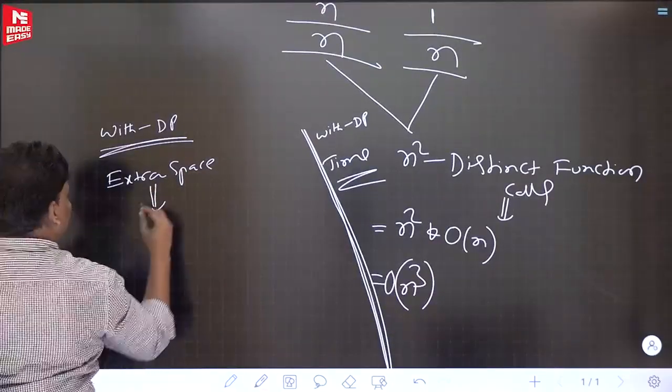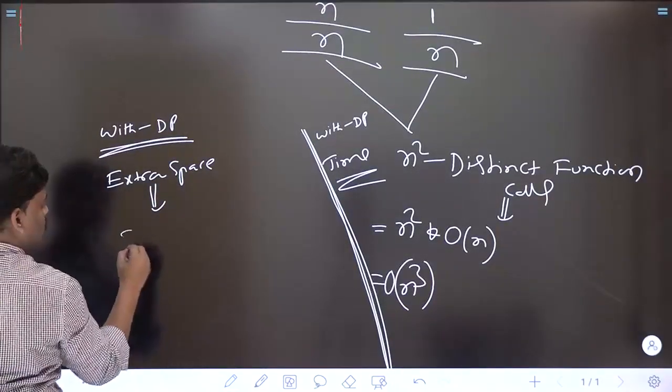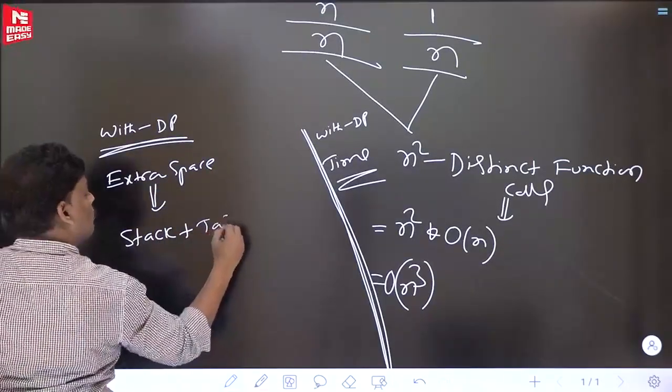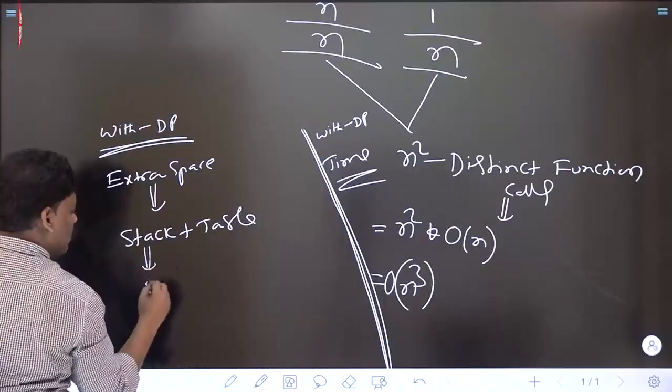With dynamic programming, what is the extra space? Because of recursion, the stack will come, and with dynamic programming, the table will also come. Can you say what the stack size is? It is an n-level tree, so n.